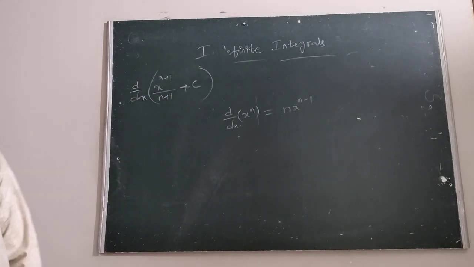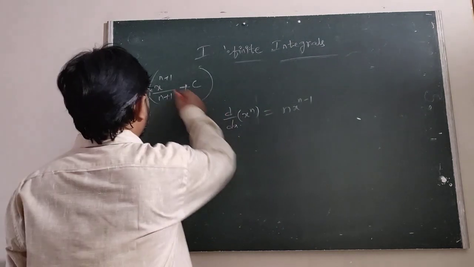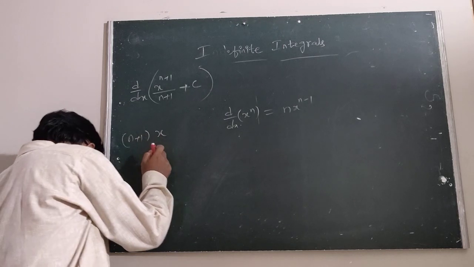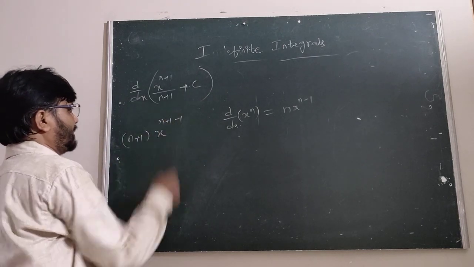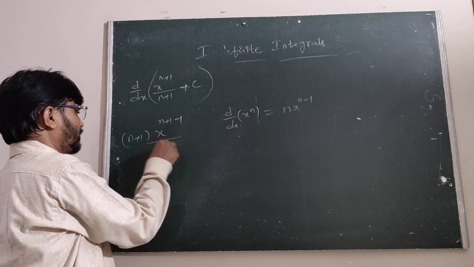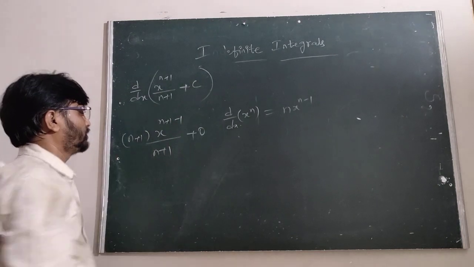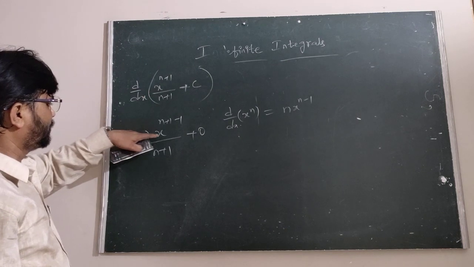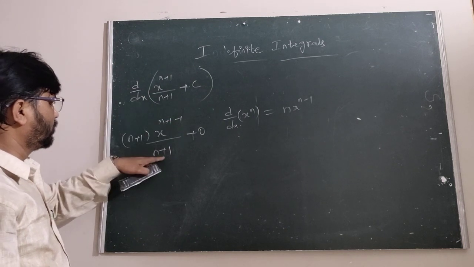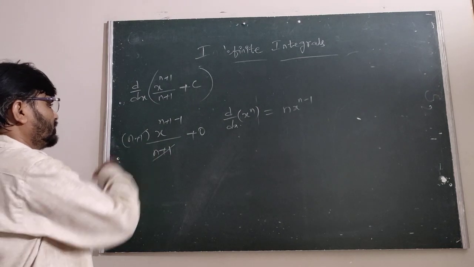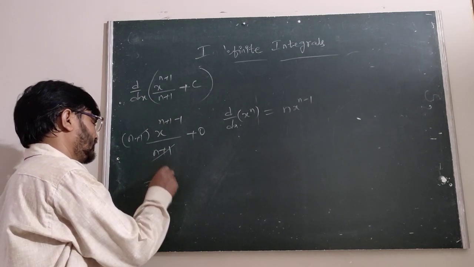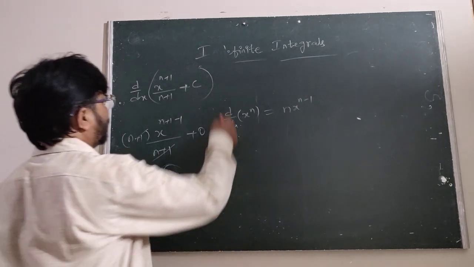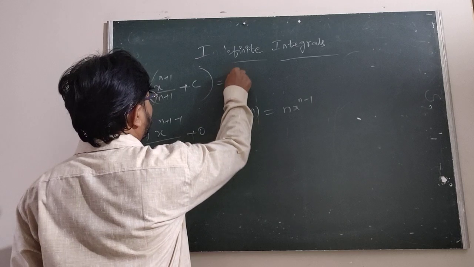So, x power n plus 1 by n plus 1. That means the derivative is n plus 1 into x power n plus 1 minus 1 whole by n plus 1. The derivative of c is 0. Here the derivative of x power n plus 1 is n plus 1 into x power n plus 1 minus 1 whole by n plus 1 plus 0. Now these are cancelled. Now this is x power n. Therefore, we can write this as x power n.